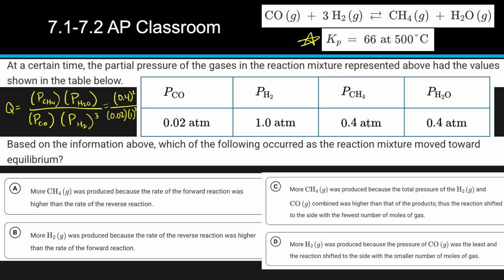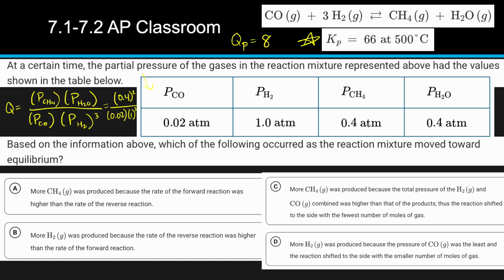That's going to give us a QP of 8. So with this information here in the table, we know that we get a reaction quotient of 8. And we know at equilibrium, we're going to be at 66, which means we are shifting towards the right or towards the products.